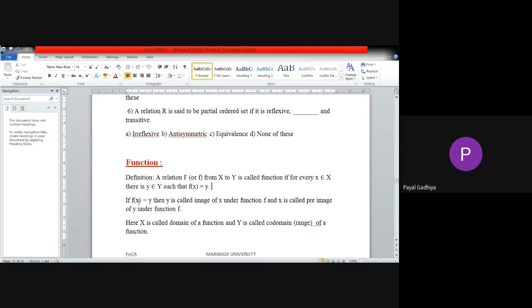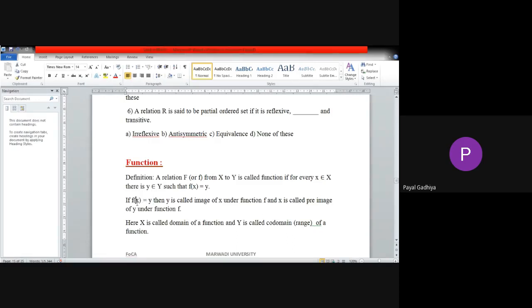If f(x) equals y, then y is called the image of x under function f and x is called the pre-image of y. For example, if you are standing in front of the mirror, whatever you are able to see in the mirror is called the image, which is y. And x is yourself only, so this is called the pre-image. So in f(x) equals y, y is the image and x is the pre-image, right?